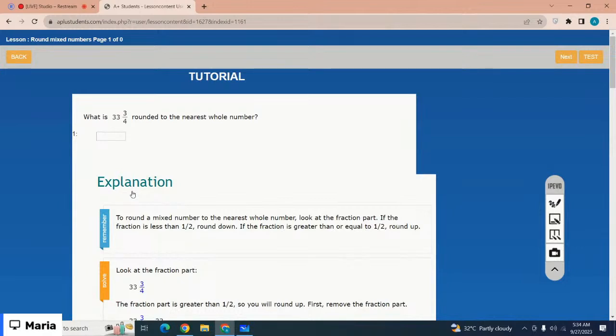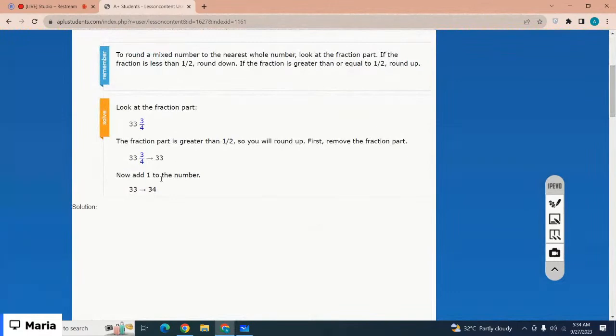Okay, what is 33 whole 3 by 4 rounded off to the nearest whole number, right? 33 is the whole number. Look at the fractional part, that is 3 by 4. If the fractional part is greater than 1 by 2, you have to round up. If it is less than 1 by 2, you have to stay on the same whole number. So 3 over 4 is greater than 1 by 2, right? Then you can round off 33 to 34, right?